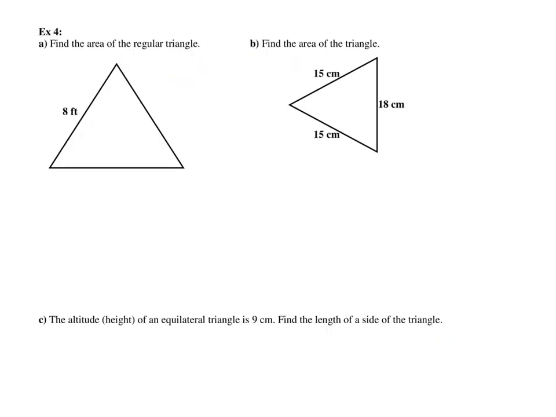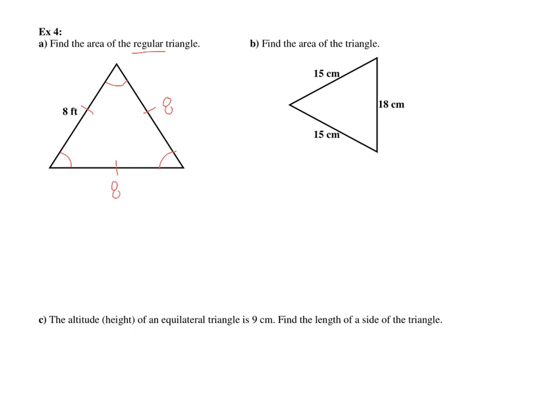All right, example 4. Find the area of the regular triangle. This is where you begin to apply your knowledge of 30, 60, 90 triangles and 45, 45, 90 triangles. So I have this regular triangle here. Regular means that all the sides are the same and all the angles are the same. So now what do? Well, that's 8, that's 8.